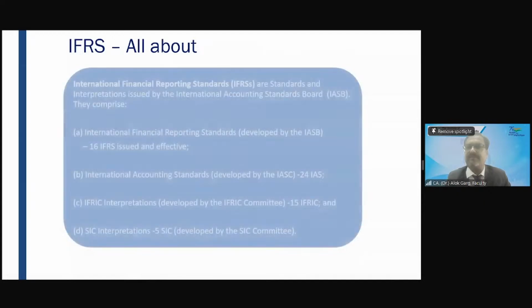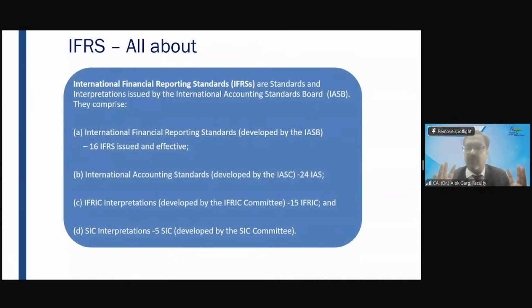So friends, globally, there are two sets of standards: International Financial Reporting Standards, and interpretations issued by the IASB, International Accounting Standard Board. So as of now, we have 16 IFRS which are issued and effective by the International Accounting Standard Board. How many standards do we have globally? 16 IFRS. This is just for your knowledge. So globally, we have 16 IFRS, 16 International Financial Reporting Standards. And we also have 24 International Accounting Standards, right?